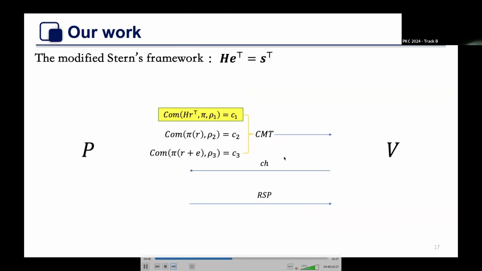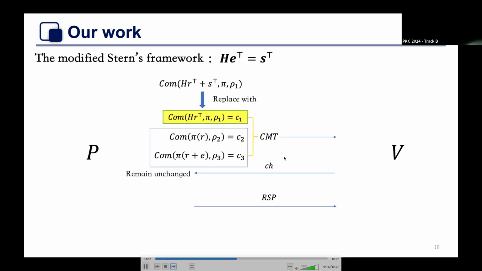We make a small modification to the Stern protocol, replacing the original commitment C1 equals H r, pi, rho 1 with H r as S, pi, rho 1. C2 and C3 remain unchanged. The modified Stern protocol still has completeness, soundness, and zero knowledge.